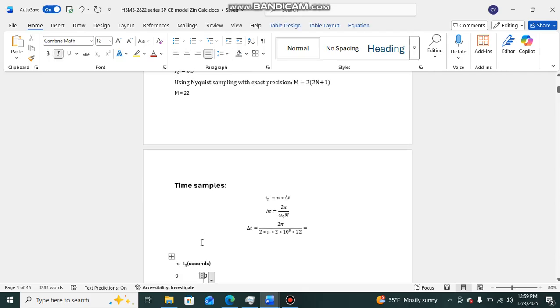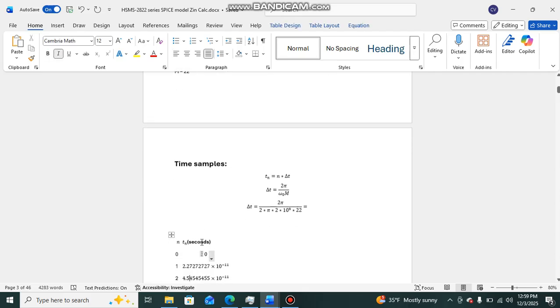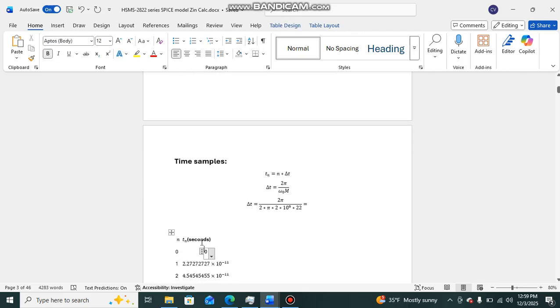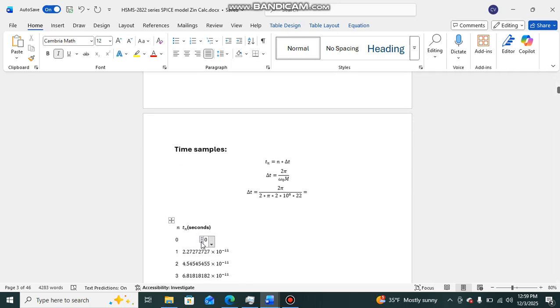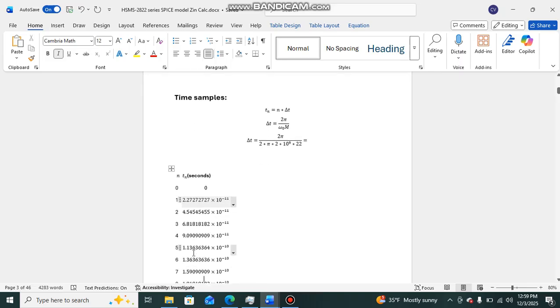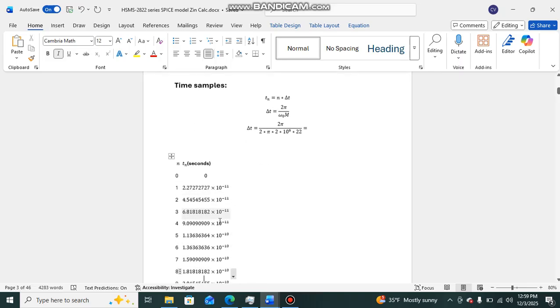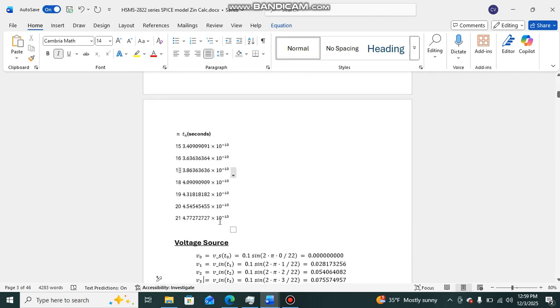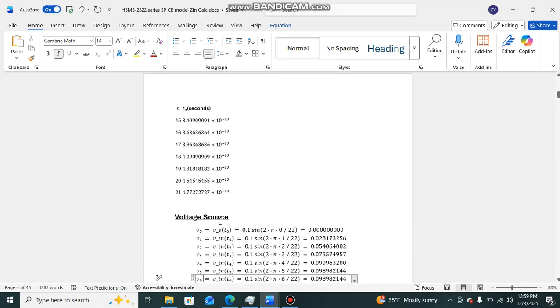To obtain all the time samples, at a 2 gigahertz sine wave, 22 samples of them will become these in seconds. They'll give you these time samples here. At first I thought I was supposed to put those values into the voltage source equation, but I was wrong.